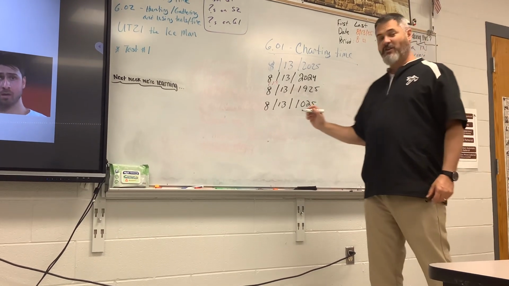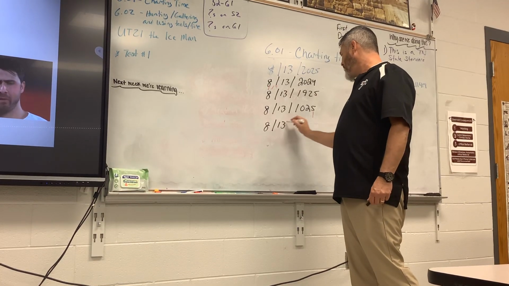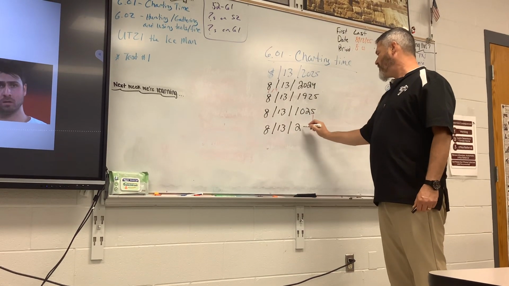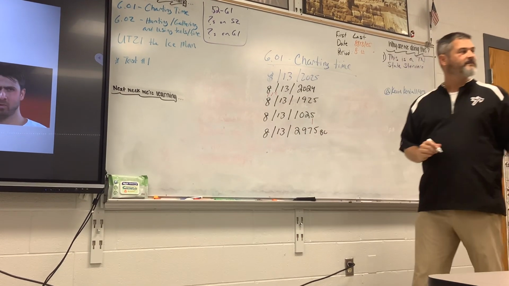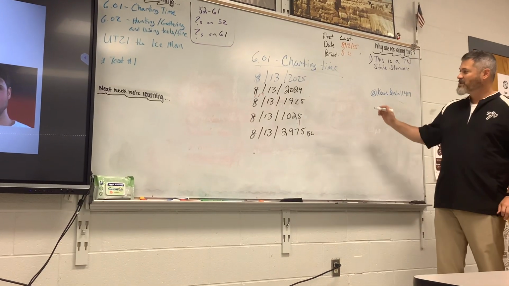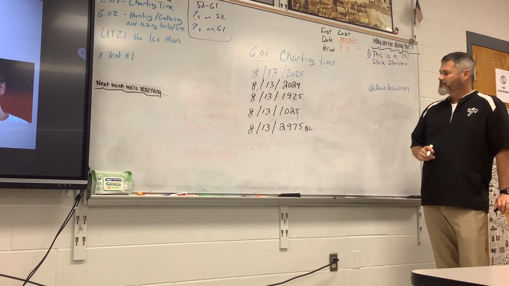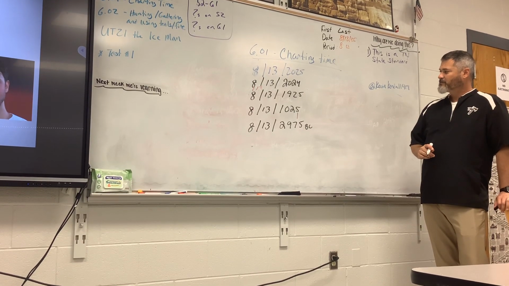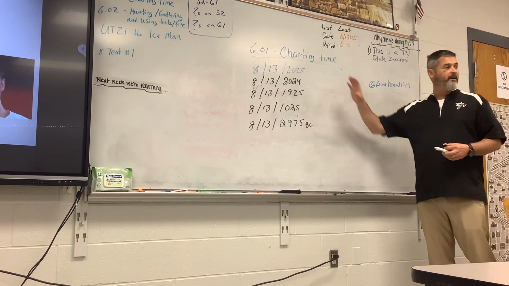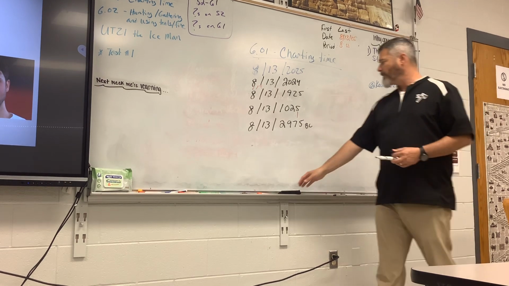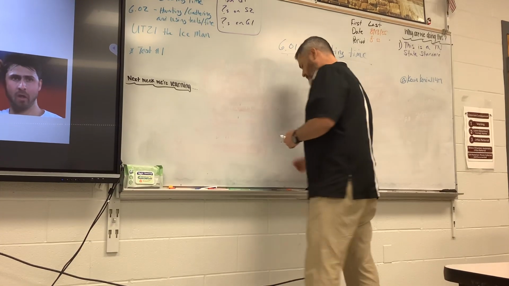So 5,000 years ago, now we're getting a little different. Now we're going to say it's the 8th month, the 13th day, and it was 2,975 BC. So you just take 2025 and you subtract 5,000 from it. So let's talk a little bit about, did everybody write this down? Let's talk a little bit about our dates. Well, no, we'll do that part last.